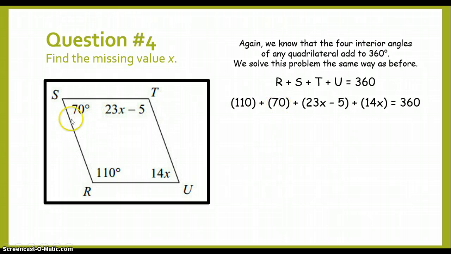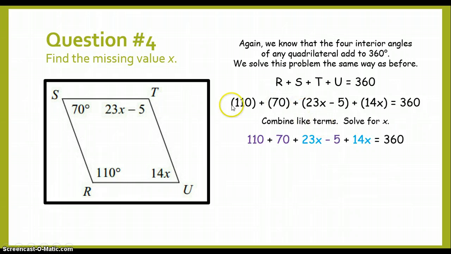S is 70 degrees. But T is equal to 23x minus 5 degrees. So we plug in 23x minus 5 for T. We plug all of that in. And then U is equal to 14x degrees. So we plug in 14x for U. Because what we're trying to find here is not the measure of a certain angle, but what x is. So R plus S plus T plus U equals 360. So again, we're going to simplify this by combining like terms.